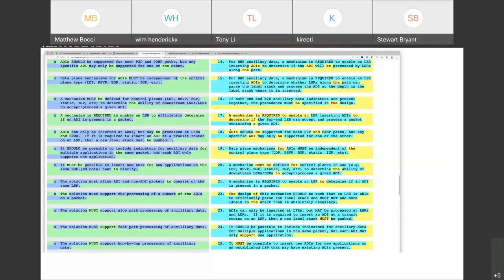The numbering for the requirements. So I think we kind of finished on about number 17, which is: a mechanism is required to enable an LER and certain LERs to determine if the far end LER can accept and process a packet containing a given ADI.